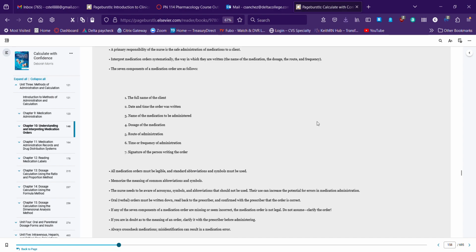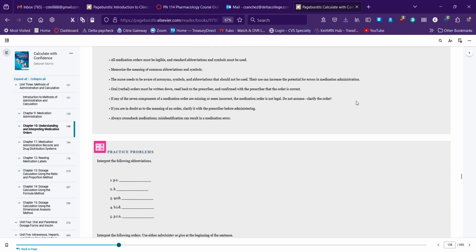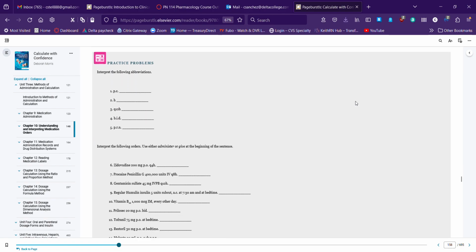So, points to remember. These are the 7 components of that medication order that you must have: the patient's full name, the date and time the order was written, the name of the medication to be administered, the dosage of the medication, the route of administration, the time or frequency of administration, and the signature of the person writing the order.